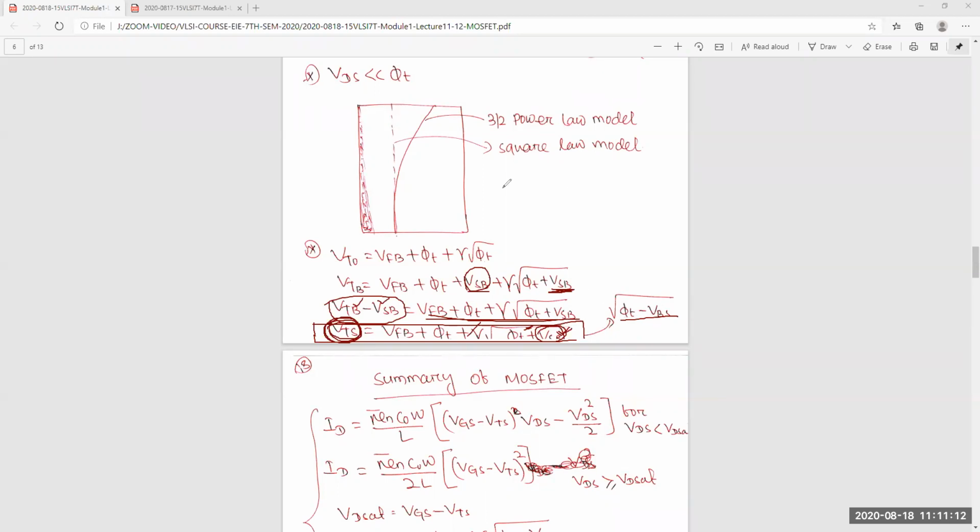In practice we are calculating all these things with reference to source, so your Vt is equal to the flat band voltage VFB plus phi t plus that gamma term, this part, with phi t minus VBS. So this part. And if you calculate with respect to bulk, then this extra term will come.